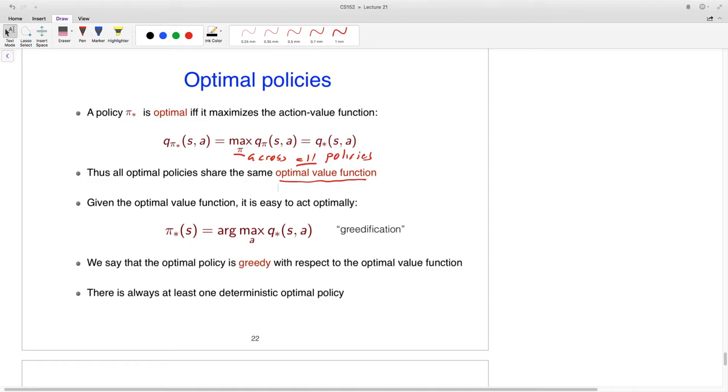And we always have at least one deterministic optimal policy. How do we know that? How do we know we don't need a non-deterministic optimal policy? Yeah, if you can point-wise find a state and an action where someone is better, then you can take that, right? Go on.